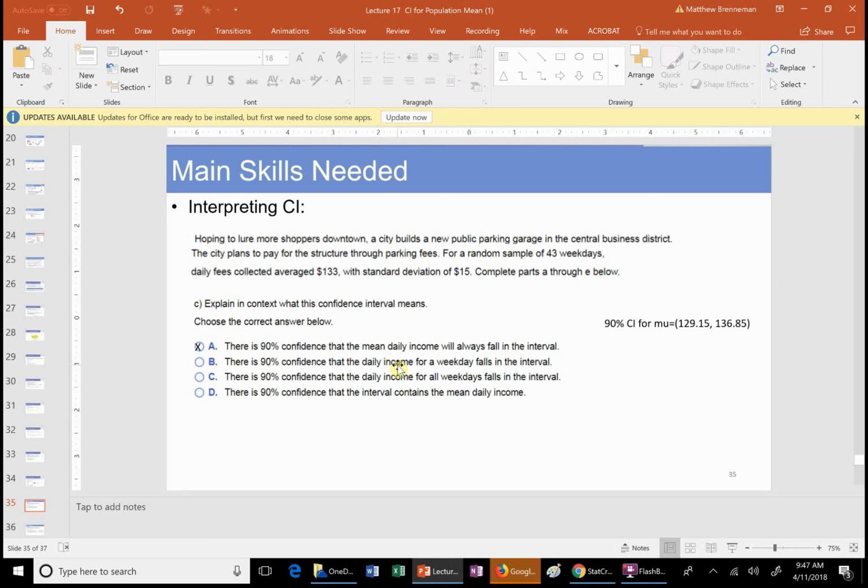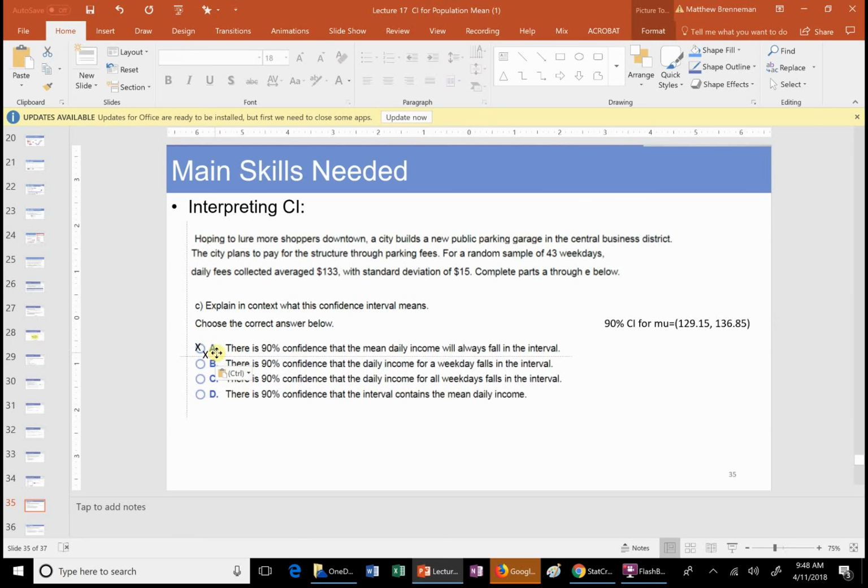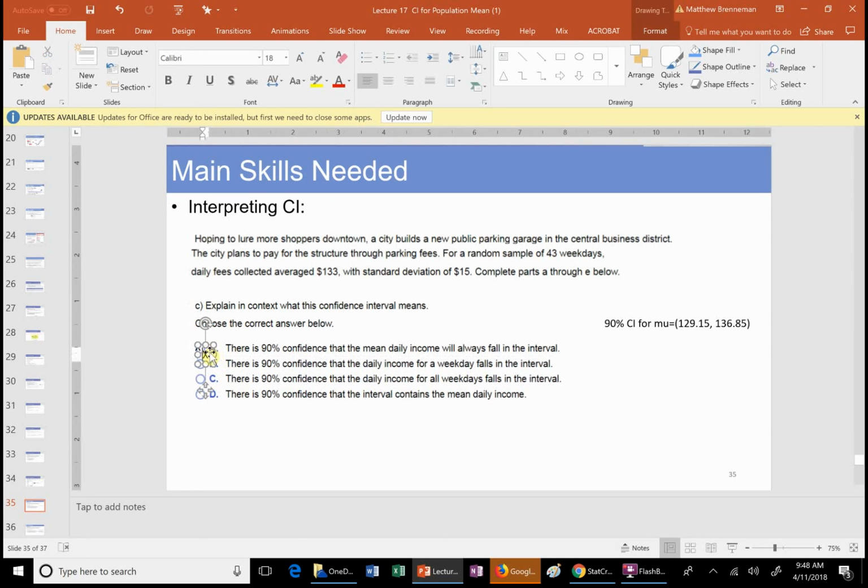So this is a sample average. So they're saying there's a 90% confidence that the daily income for a weekday falls in the interval. Well, this is false. First of all, this is referring to a mean, right? This isn't referring to the daily income. So we can't talk about a single day. We're confident that the population mean falls in here, but for a single day, we don't know anything. So that's why that's wrong. So these questions, they really require that you read them carefully.